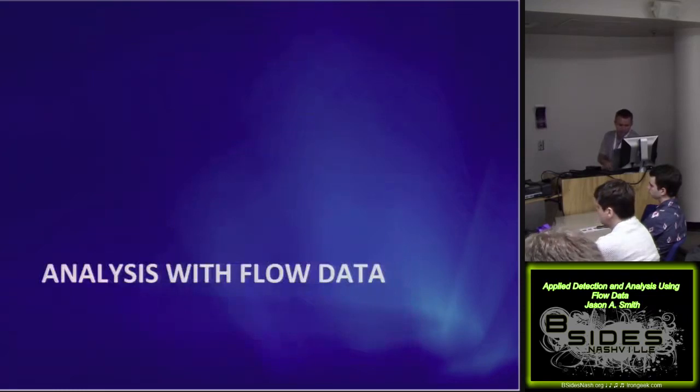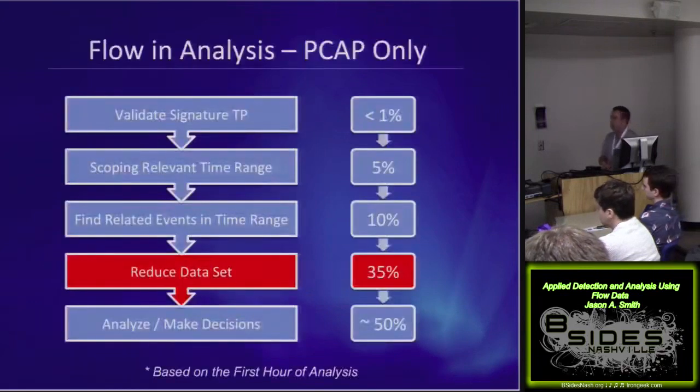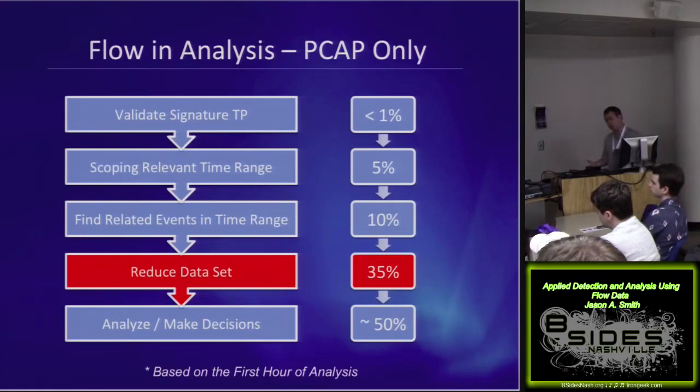So I guess a summary of what it is to analyze with flow data. When we only have PCAP and we don't have good ways to pivot to the right spot in PCAP, we don't spend any time saying, oh, the signature is actually there. That's pretty easy to look at. But scoping the relevant time range is one of the first difficulties, even for the advanced user, and it's a very big difficulty for the junior analyst, because he's like, I don't really know the best way to parse through this, so I'm having issues. But let's say we spend 5% of the time on that.